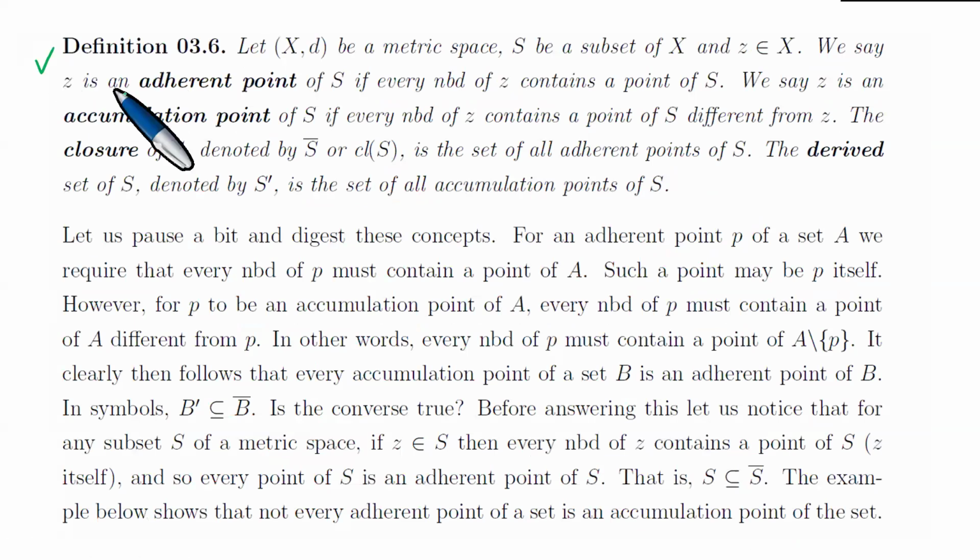I want us to look at definition 03.6. Let (X, d) be a metric space, and S be a subset of X. So now, obviously, (X, d) is the overall universal set, the largest possible set, and S is a subset of X.